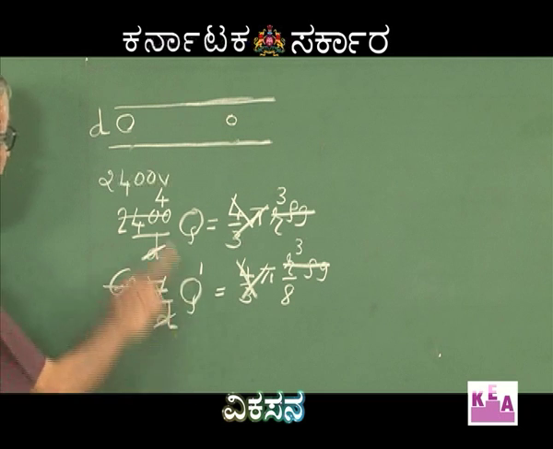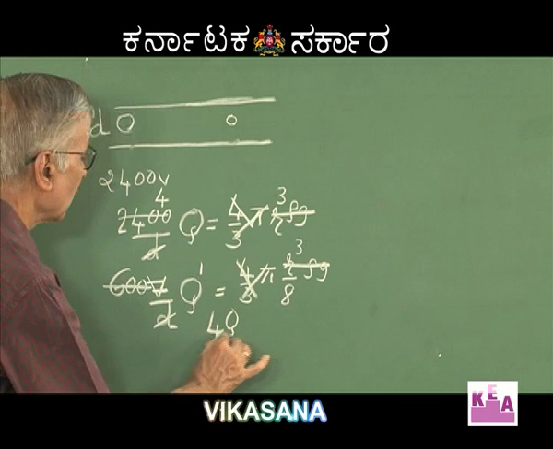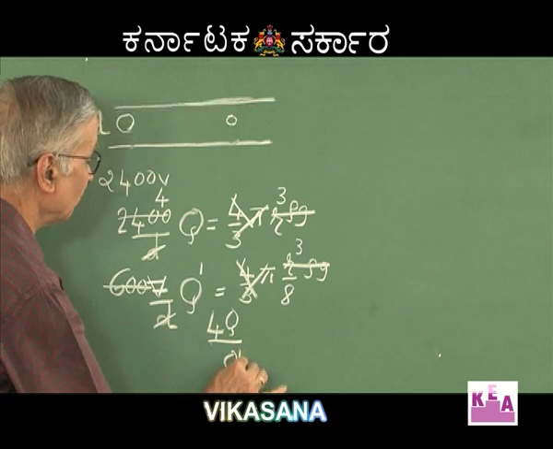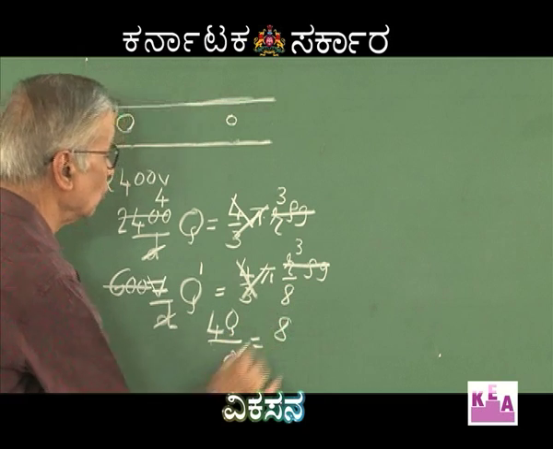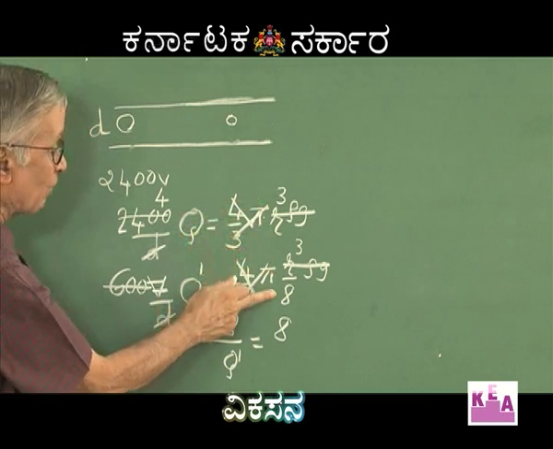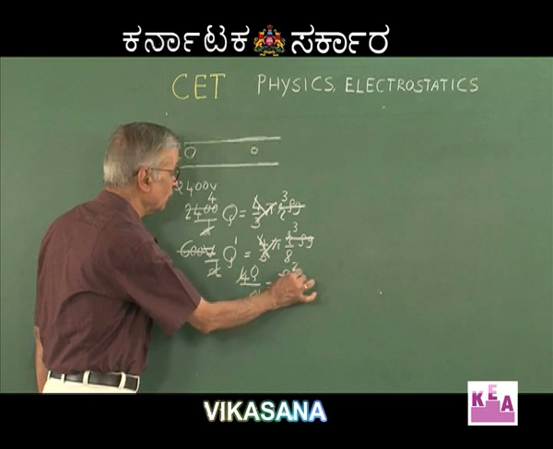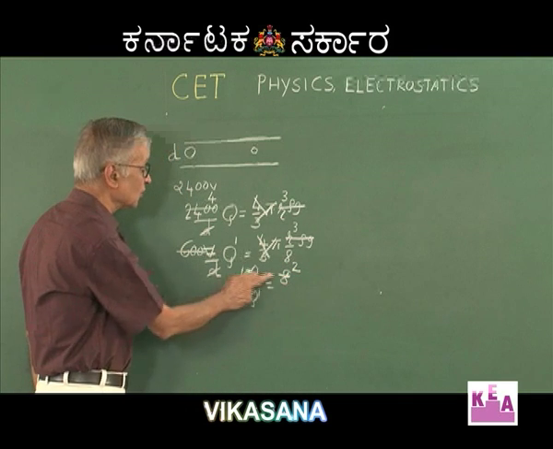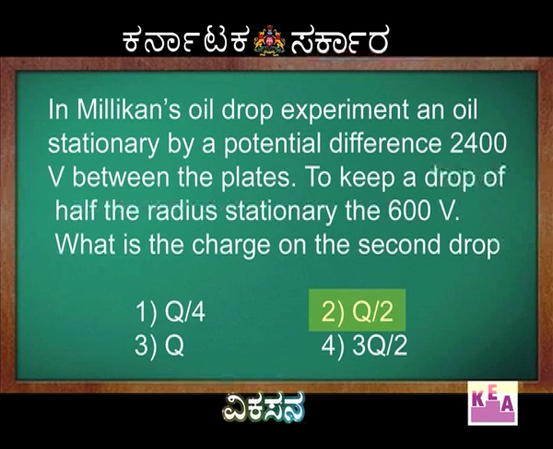4 upon 3 pi r cube rho g, 4 upon 3 pi r cube rho g will cancel. You can easily notice that 4q divided by q dash is equal to this divided by this, which will give you 8. 1 divided by 1 by 8 will give you 8. 4 will cancel with it, giving you 2. Therefore, q dash is equal to q divided by 2. Hence, the second option is the correct answer.